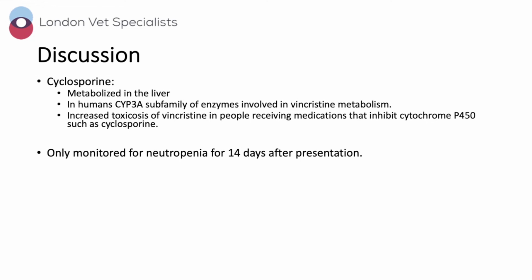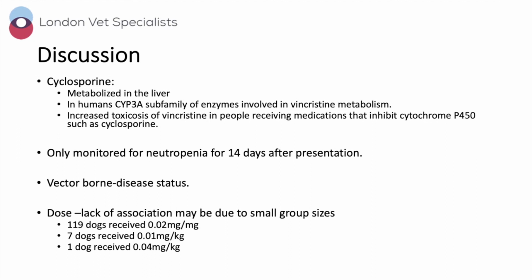The study also talks about limitations, such as the fact that the dogs were only monitored for neutropenia for 14 days after presentation and not longer, and also that the vector-borne disease status was quite variable between the patients who were positive for vector-borne diseases, as there was a big range, and the testing was variable in terms of PCRs versus antibody testing. And then they also discussed that the lack of association between neutropenia development and dose of vincristine administered might be due to small group sizes. So most of the dogs in the study received a 0.02 mg per kg dose. However, 7 dogs received a 0.01, and then 1 dog, which was an error, received a 0.04 mg per kg dose.